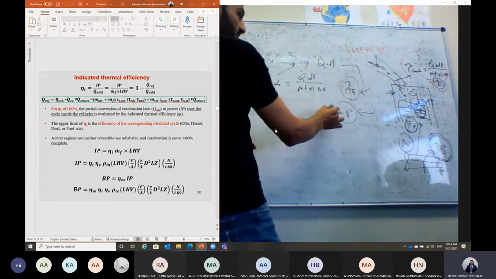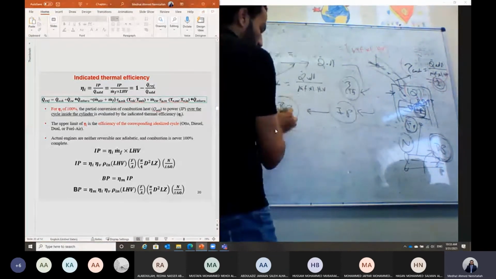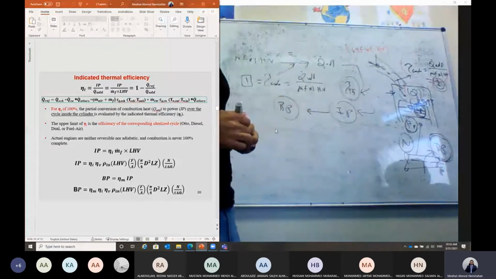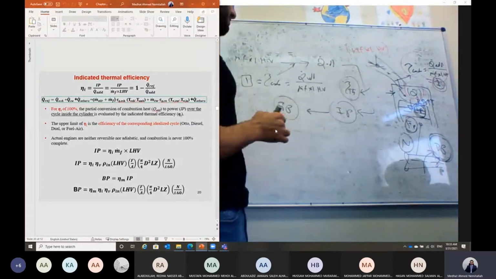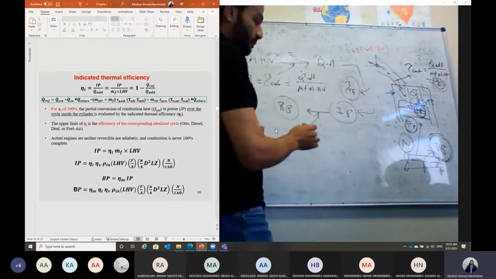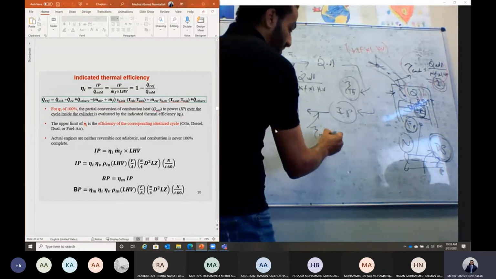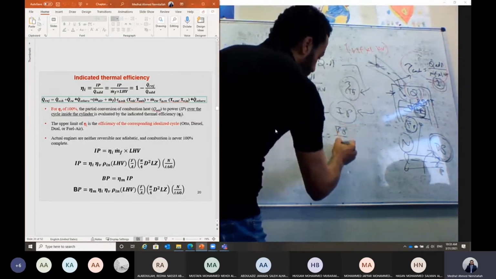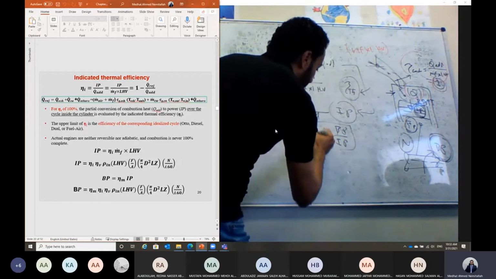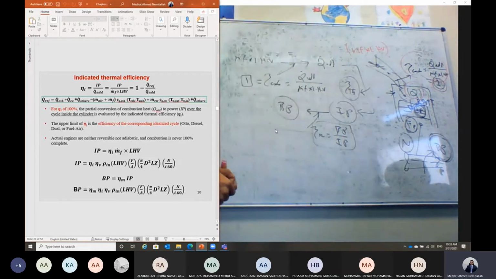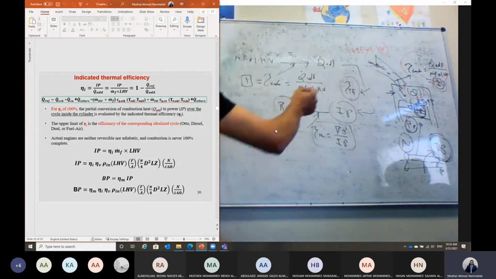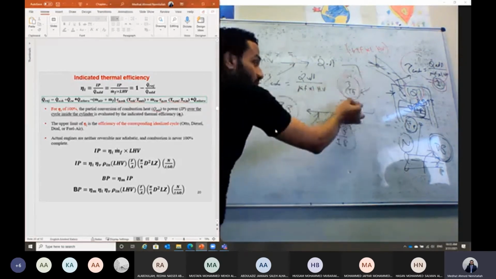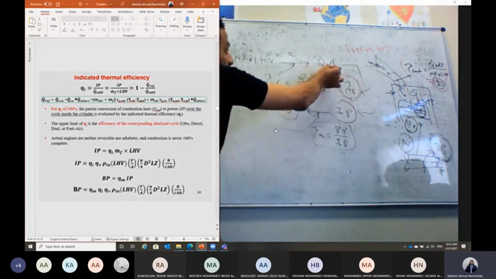And at the end, this indicated power should be converted on the crankshaft to a brake power. Indicated power and the brake power are mechanical power. So we have to define the mechanical efficiency, which is the ratio between the brake power and the indicated power. The thermal efficiency is the output mechanical energy divided by the input thermal energy.